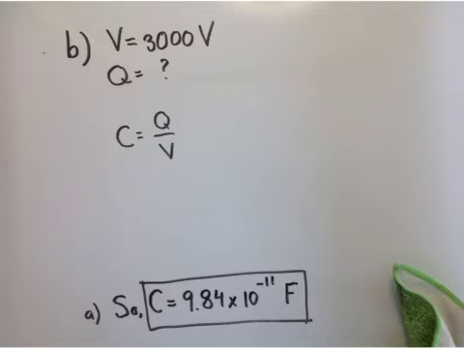Once you've calculated the capacitance of the capacitor, we can move on to part B, which wants to know what is the amount of charge that we could put on this capacitor at 3,000 volts? Well, for a question where it's having you relate charge and volts and capacitance, the relevant equation to use is C equals Q over V, which brings us back to the definition of capacitance being a coulomb per volt.